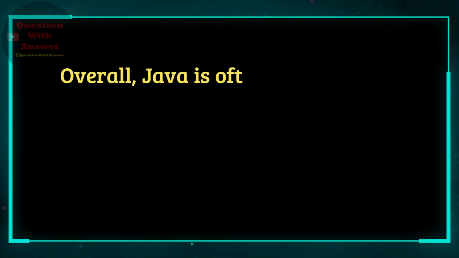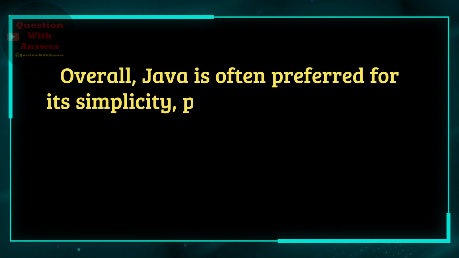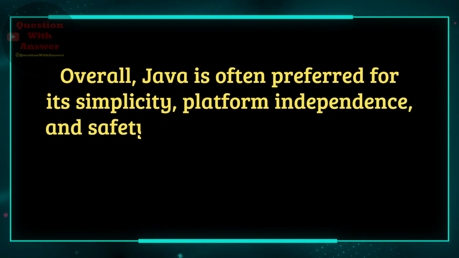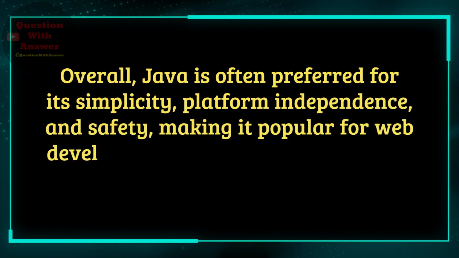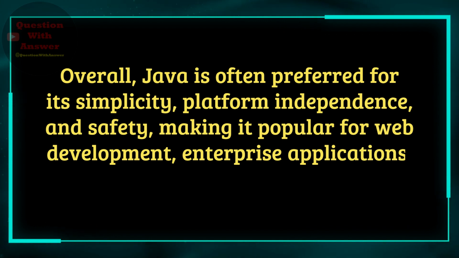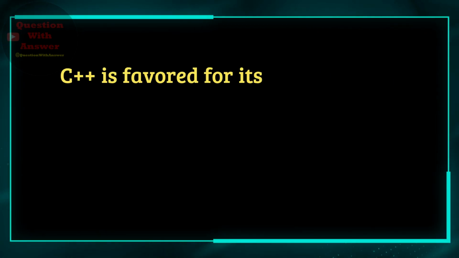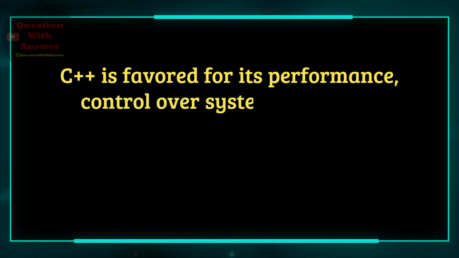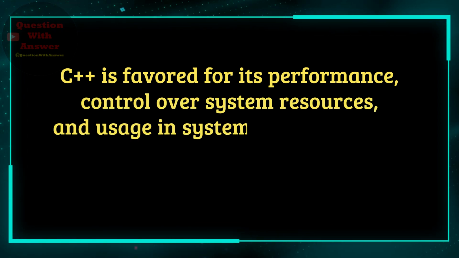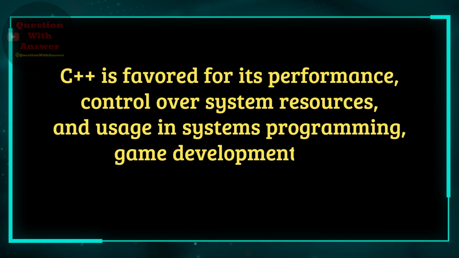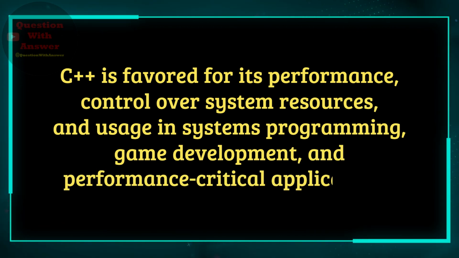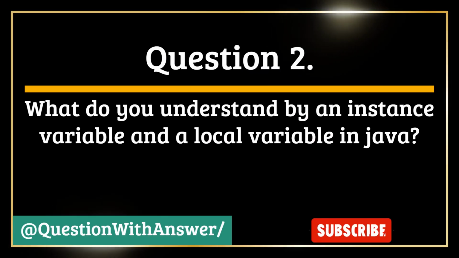Overall, Java is often preferred for its simplicity, platform independence, and safety, making it popular for web development, enterprise applications, and Android app development. C++ is favored for its performance, control over system resources, and usage in systems programming, game development, and performance-critical applications.